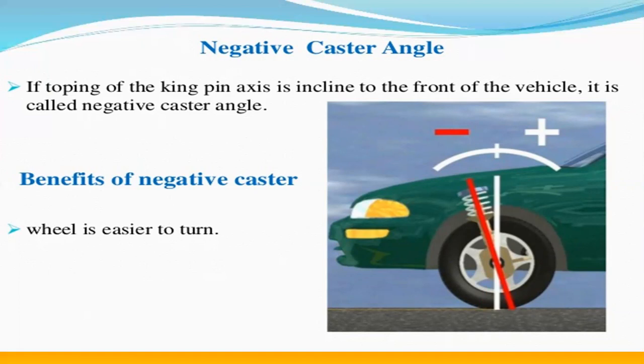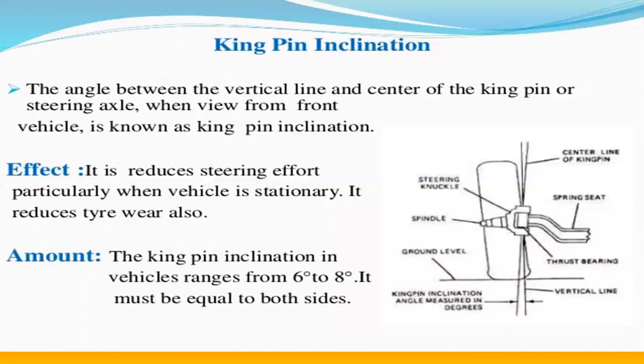What are the benefits of this negative caster angle? The wheel is easier to turn, so turning the wheel is very easy when any turning occurs on the roads. That's why we also use a negative caster angle. These are the two different types of angles: one is the positive caster angle, and the other is the negative caster angle.